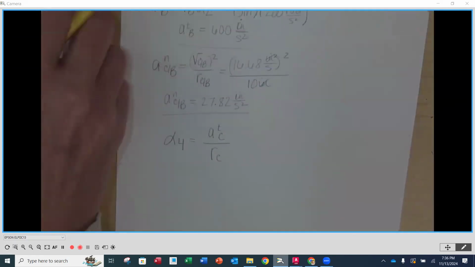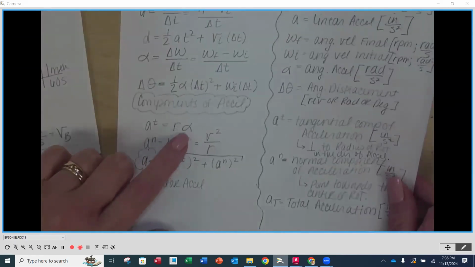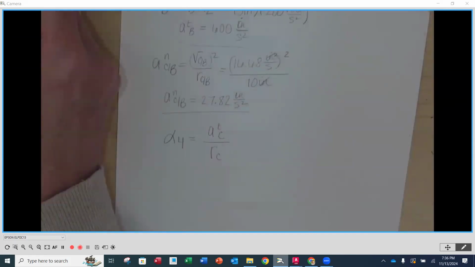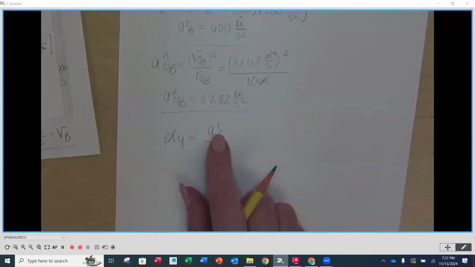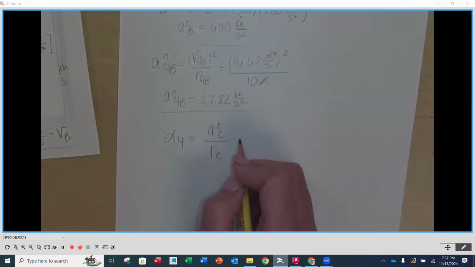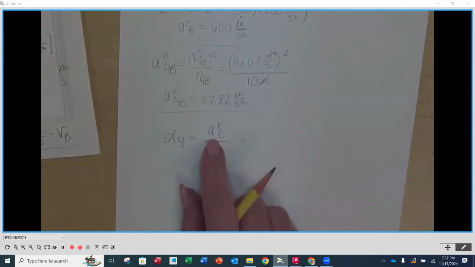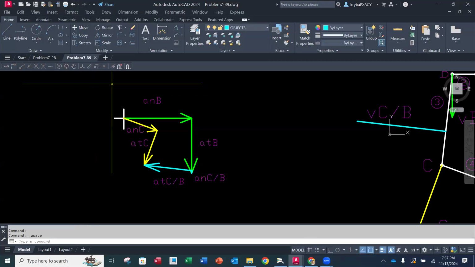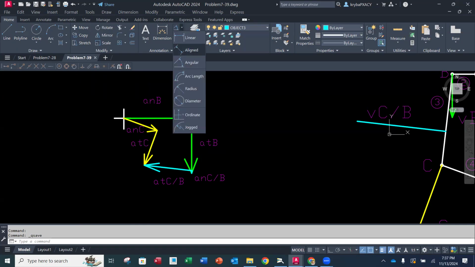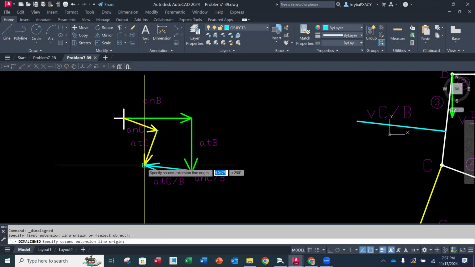That makes sense? So all I did was rearrange this equation to solve for the angular acceleration. So the angular acceleration of 4 is going to be the tangential at C divided by the radius. This one we're going to measure on our vector diagram, okay? So the tangential, not the normal, the tangential. I'm going to do an aligned dimension, endpoint to endpoint.